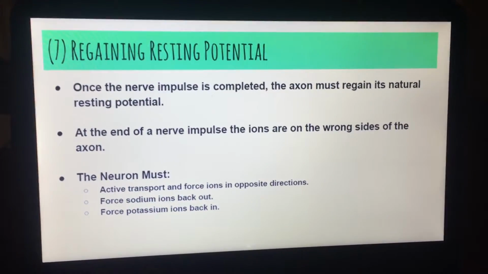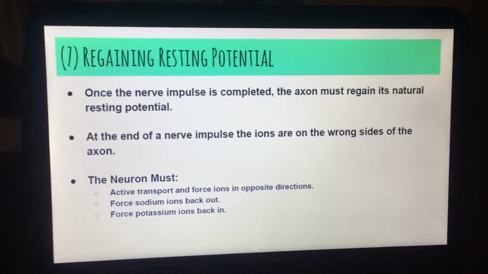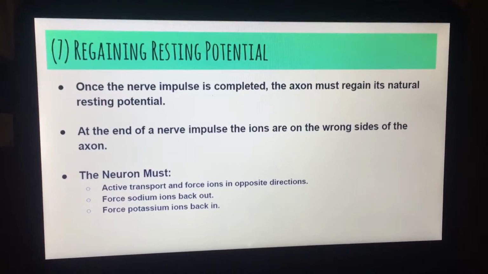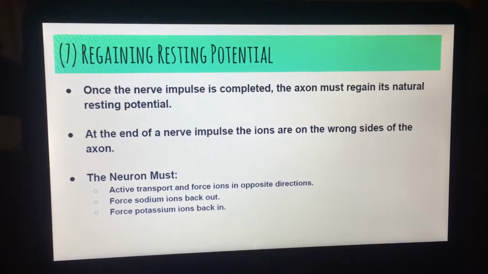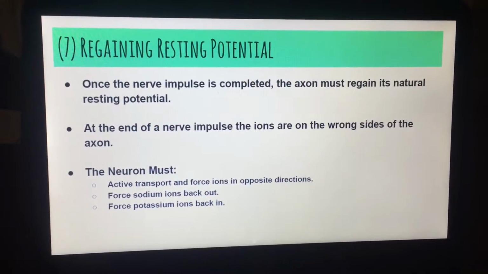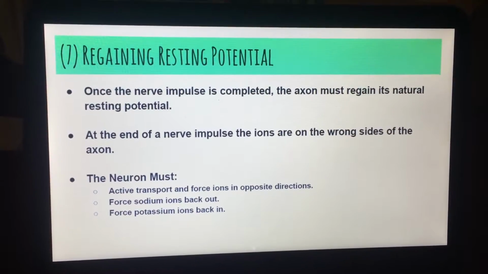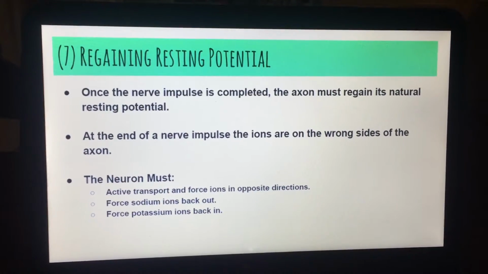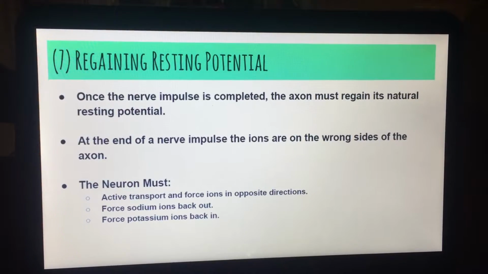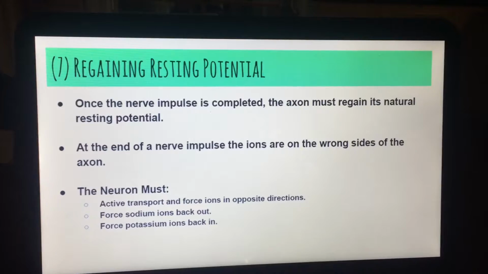Maybe you remember from biology that active transport refers to when we force particles against a natural gradient, so from low to high concentration. And in order to force things in an opposite direction they naturally flow in living systems, it does require the use of energy or ATP. So in this case, at the end of that nerve impulse, once that neurotransmitter has been secreted, your neurons have to use ATP in order to force sodium ions back out where they're supposed to be and potassium ions back to the inside.